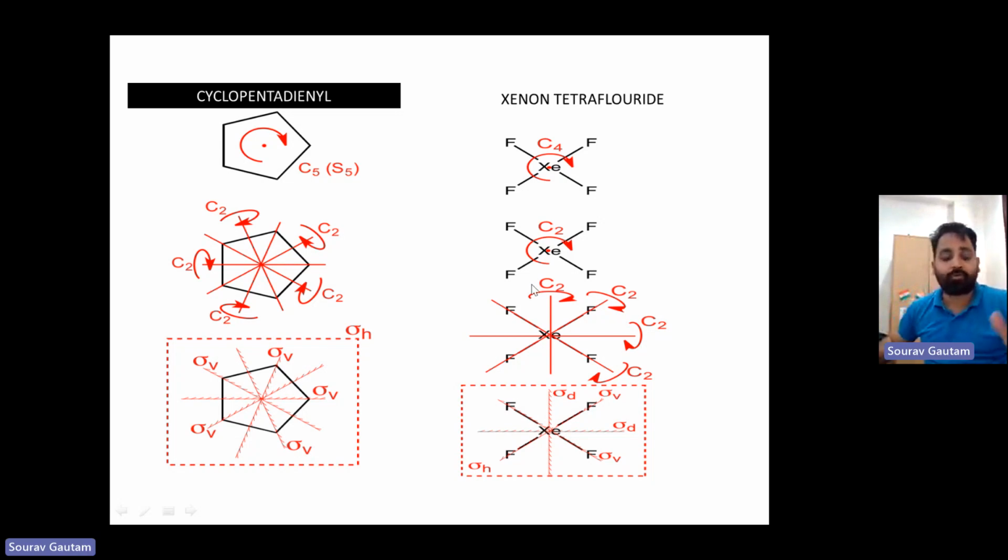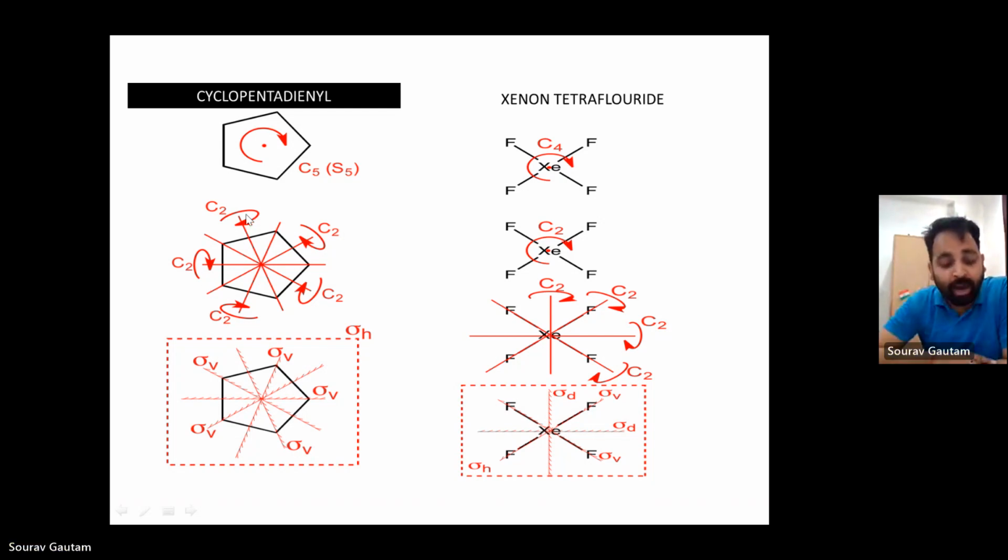So consider an example of cyclopentadienyl, C5H5. It possesses a C5 axis, that is the principal axis. In the first figure, there is a C5, meaning after 5 rotations we can get the original configuration. So C5 is the principal axis, which is perpendicular to the plane of the molecule, and it also has 5C2, 5 subsidiary axes like this. Second figure: C2, C2, C2, C2, and C2.